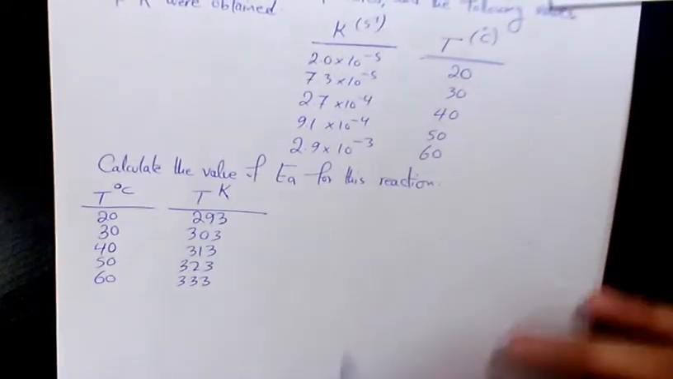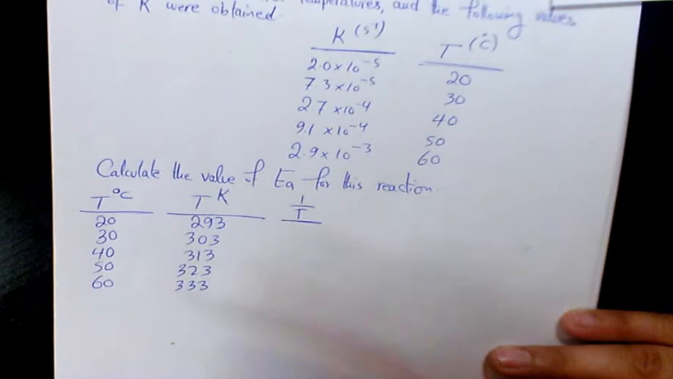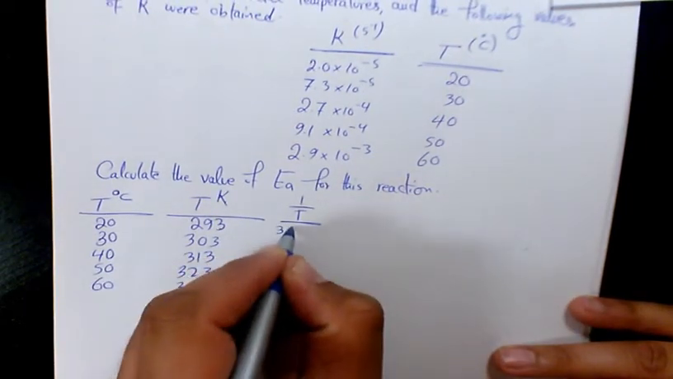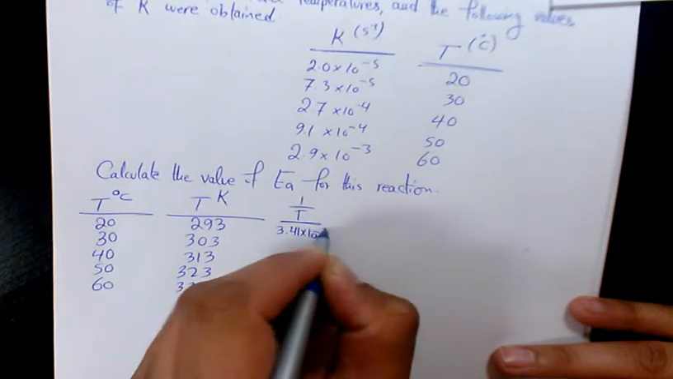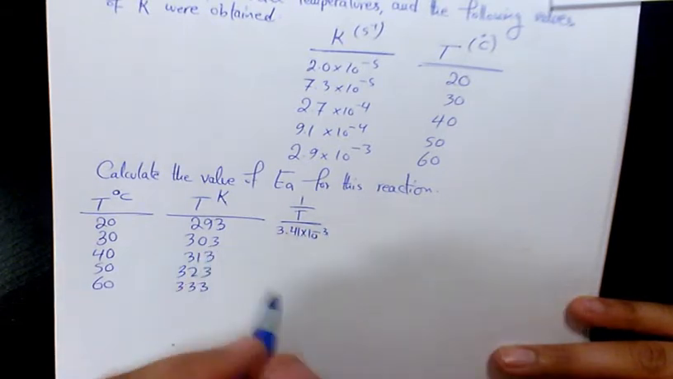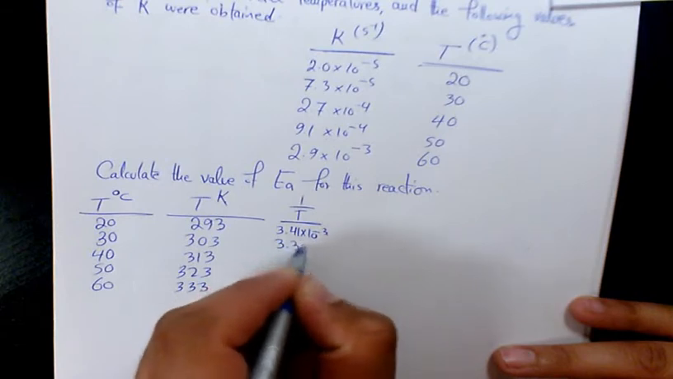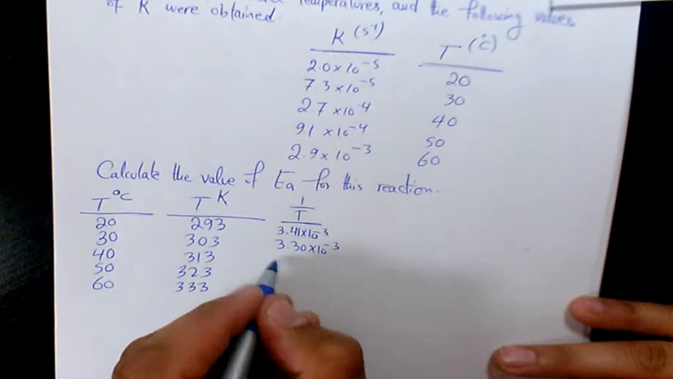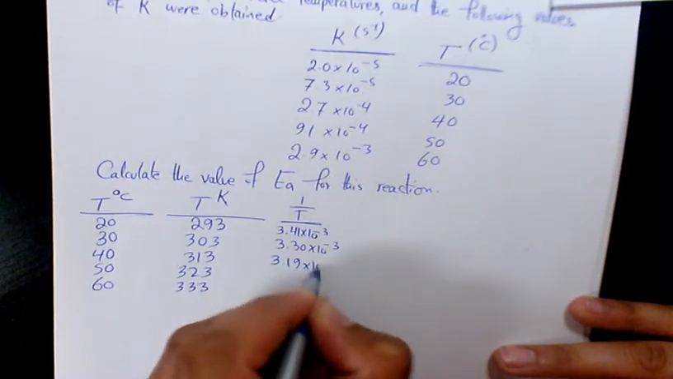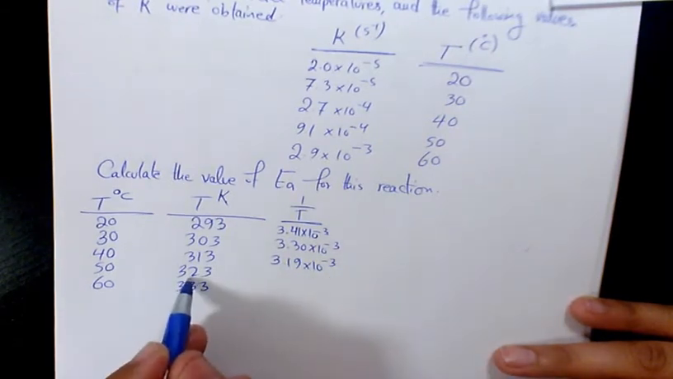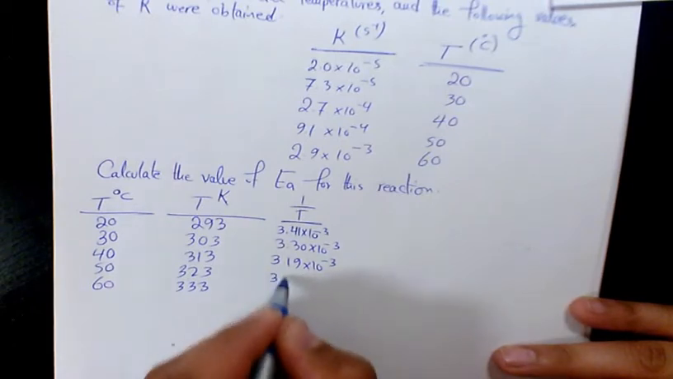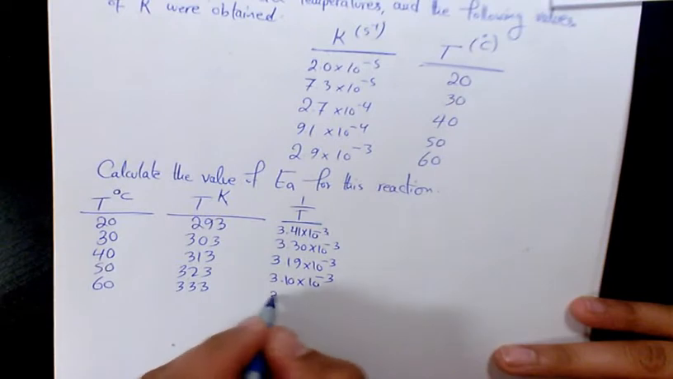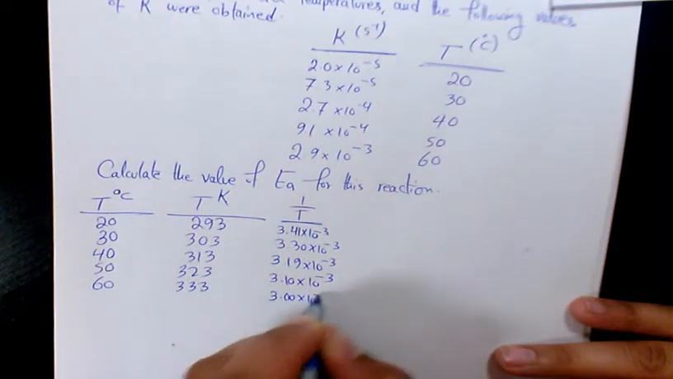So that's going to be 1 over T, which is 1 over 293, which is 3.41 times 10 to the power of negative 3. 1 divided by 303 is 3.30 times 10 to the power of negative 3. The inverse of 313 is 3.19 times 10 to the power of negative 3. The inverse of 323 is 3.10 times 10 to the power of negative 3. And the inverse of 333 is 3.00 times 10 to the power of negative 3.